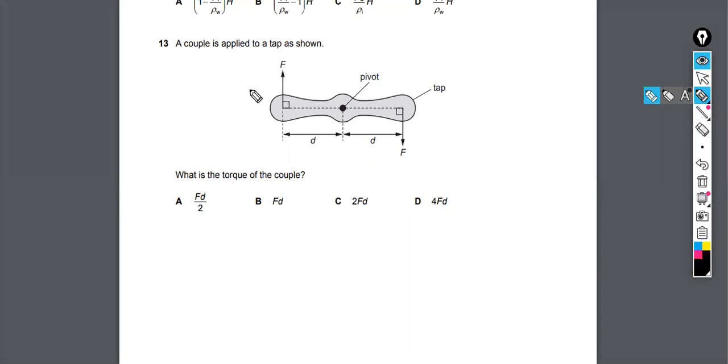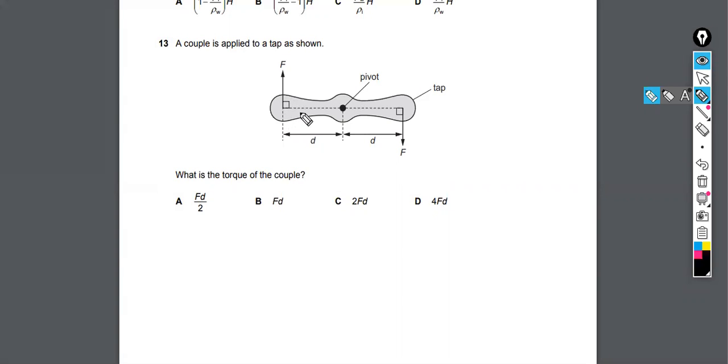All right, it says a couple is applied to a tap as shown. So you've got the distance to the pivot to a force, but it says what is the torque of the couple? So we have some anti-parallel forces that are the same magnitude. That sounds like a couple to me.